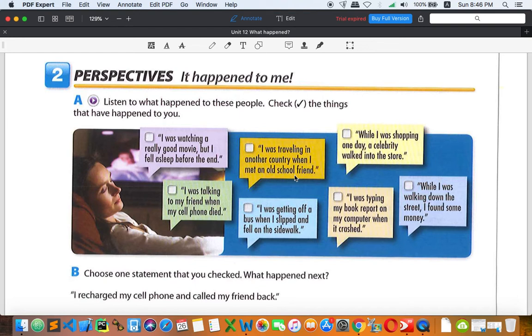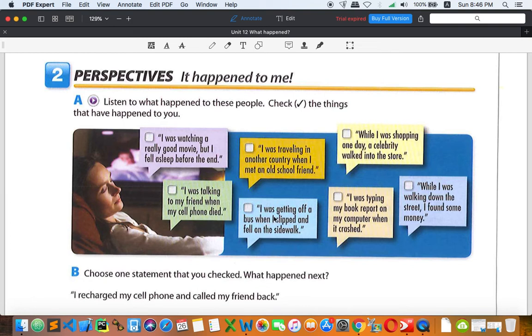But to me, when I went to Thailand, I happened to see my neighbor. All right, my neighbor. So that's only the neighbor, not an old school friend. Okay, and let's move to another one. So it didn't happen to me.